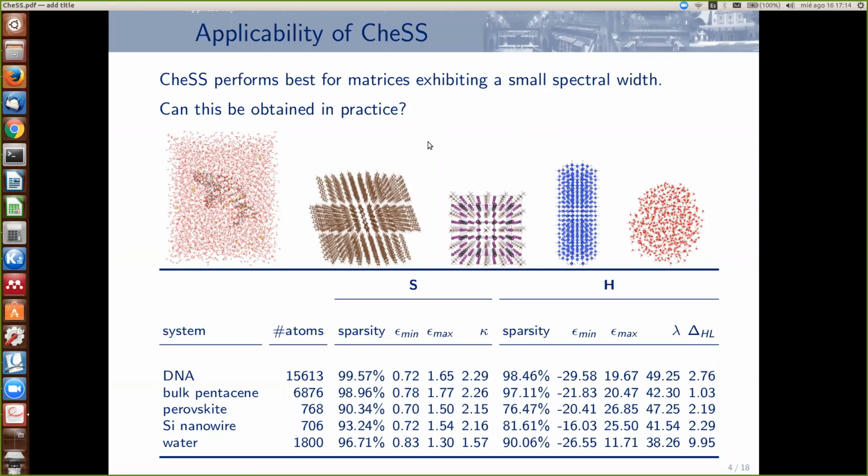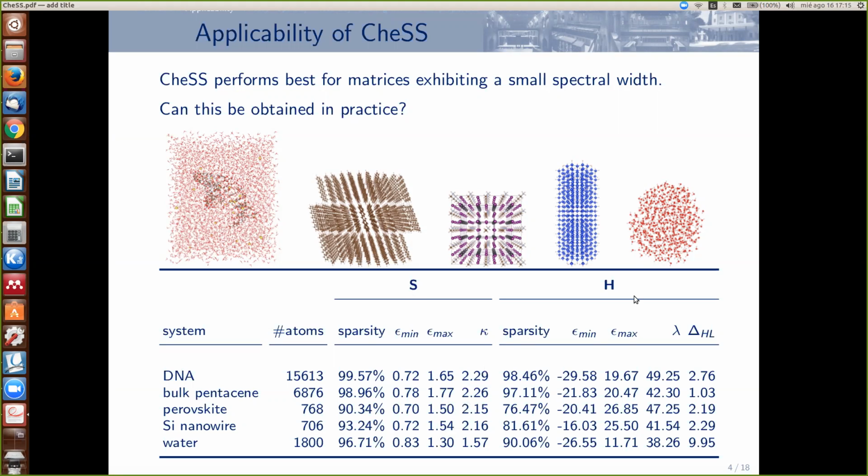Here is a small test that I did with BigDFT, the code that first used CheSS. I have five different systems: DNA, pentacene, perovskite, silicon nanowire, and water. They are rather big systems, and of course, you can see they are very sparse. On the left-hand side of the table, I show you the eigenvalues of the overlap matrix, the minimal and maximum eigenvalue. You can see the condition number of these matrices is extremely small. If we have matrices with such a small condition number, CheSS is extremely performant in calculating, for instance, the inverse of this matrix.